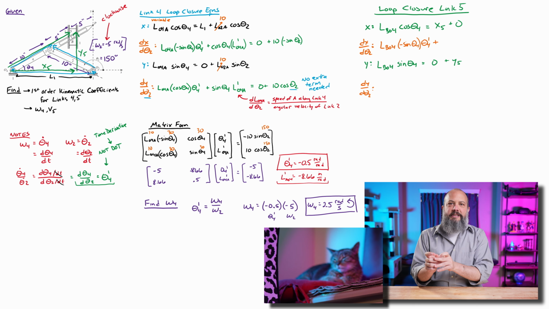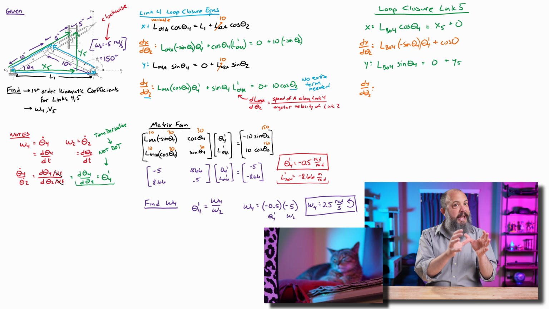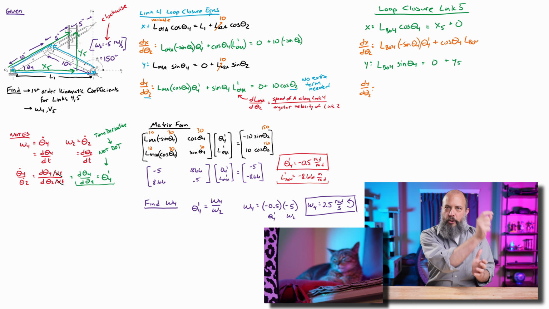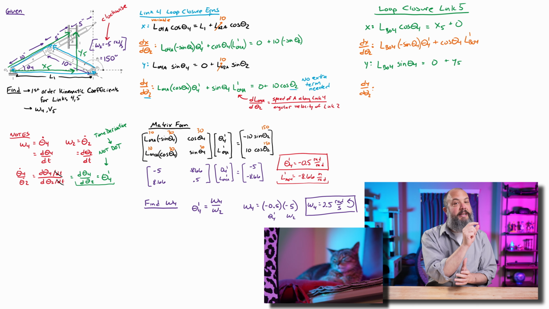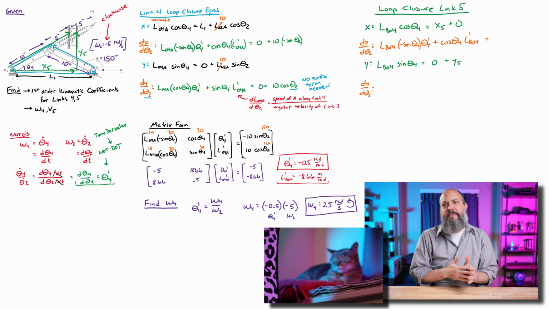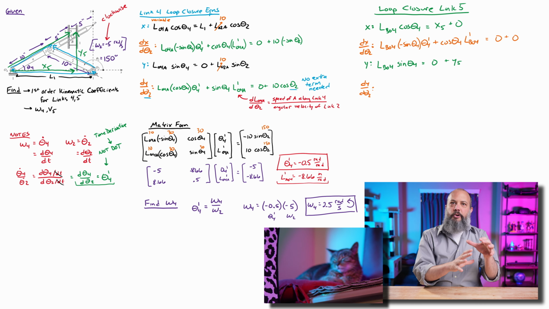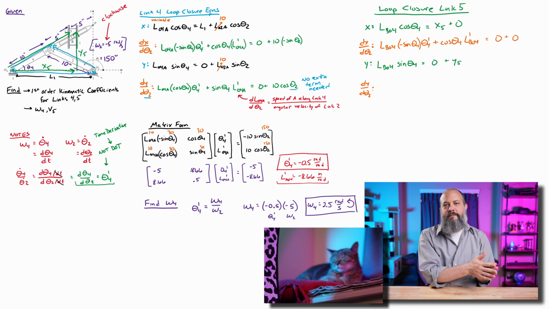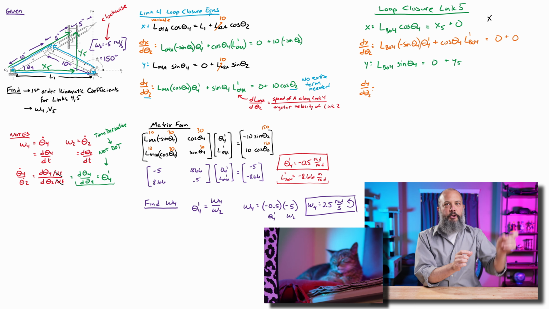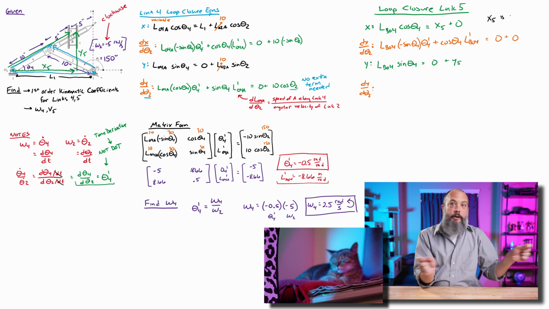So LBO4 times the derivative of cosine theta 4, which is negative sine theta 4, times theta 4 prime because of the chain rule. And again, prime, not dot, because it's a derivative with respect to theta 2, not a time derivative. Okay, finish the product rule: cosine theta 4 times the derivative of LBO4, which is LBO4 prime. Right-hand side equals 0 because x5 is a constant. Since this slider is moving purely vertical, x5 is not going to change, so its derivative is 0 for any angle.